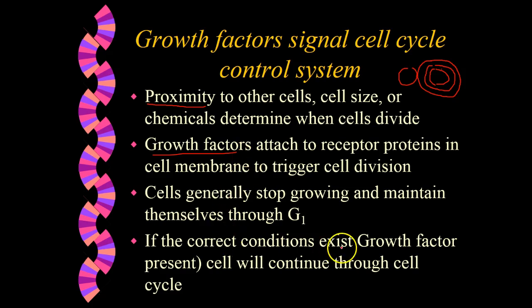Growth factors attach to receptor proteins in the cell membrane to trigger cell division, and cells generally stop growing and maintain themselves through G1. Remember, cell growth occurs during gap 1, and gap 1 and interphase really is kind of the maintenance or the life cycle, if you will, of the cell. That's where the cell's doing all of its cellular games. If the correct conditions exist, growth factors present, the cell will continue through the cell cycle and eventually reach mitosis and eventually divide into 2 daughter cells.